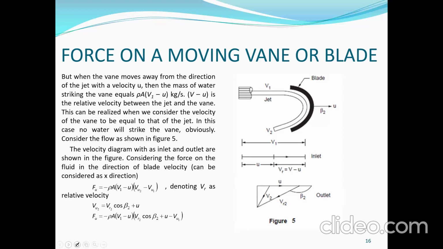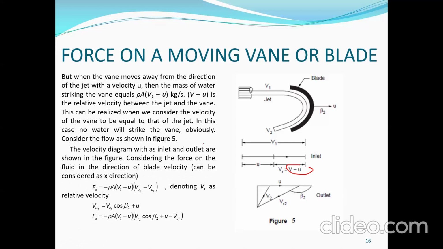But when the vane moves away from the direction of the jet with a velocity u, so malayo rin siya, then the mass of water striking the vane equals rho A times V1 minus U. So yung pagkaiba ng moving sa fixed. So the V1 minus U is the relative velocity between the jet and the vane. So this can be realized when we consider the velocity of the vane to be equal to that of the jet. In this case, no water will strike the vane.